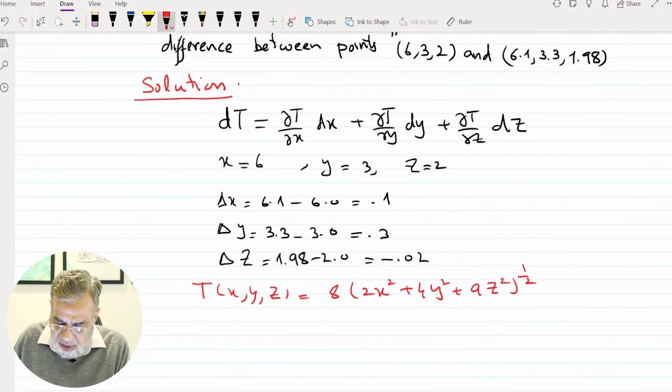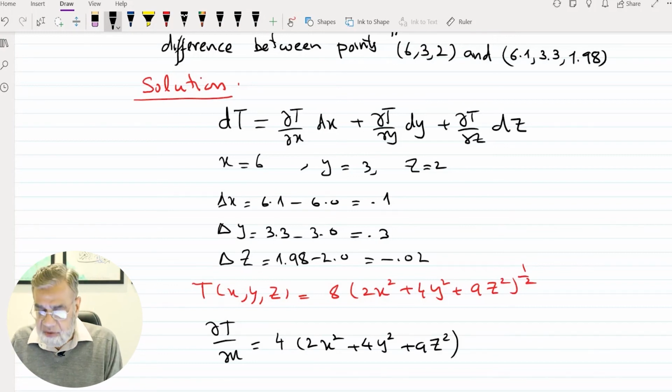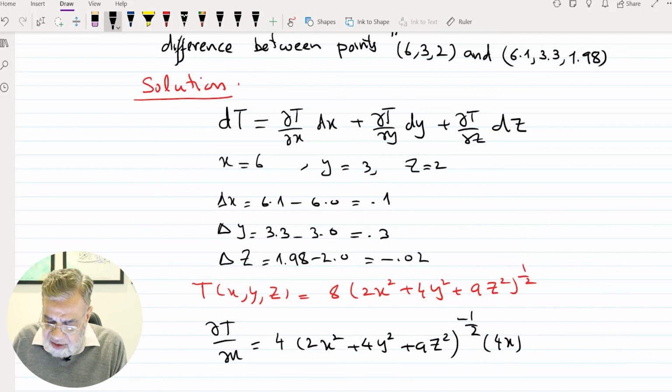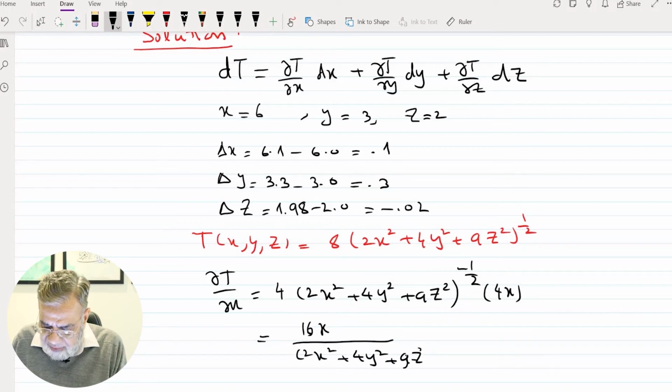So we are using the chain rule. We first find partial T by partial x. We have the power 1 by 2 multiplied by 8, and we get 4. Then we have 2x squared plus 4y squared plus 9z squared to the power 1 by 2 minus 1, which is minus 1 by 2. Then we take the partial derivative of the inside with respect to x, taking y and z as constant, so we get 4x. When we simplify, this is equal to 16x over (2x squared plus 4y squared plus 9z squared) to the power 1 by 2. This is my partial T by partial x.